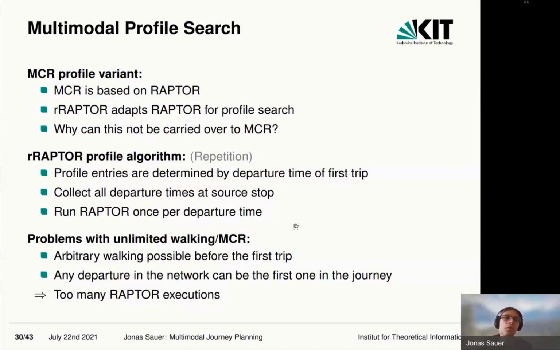Now, if we allow for unlimited walking, the problem is that we can start at our source station and walk anywhere we want to. We could walk from here to Hamburg and start there. And we don't know in advance if that will be necessary or not. So we don't actually only have to look at the departures of vehicles directly at our source station, but we have to look at all departures in the network that are possible. And we have to do 1 for each possible departure time, which is way too much.